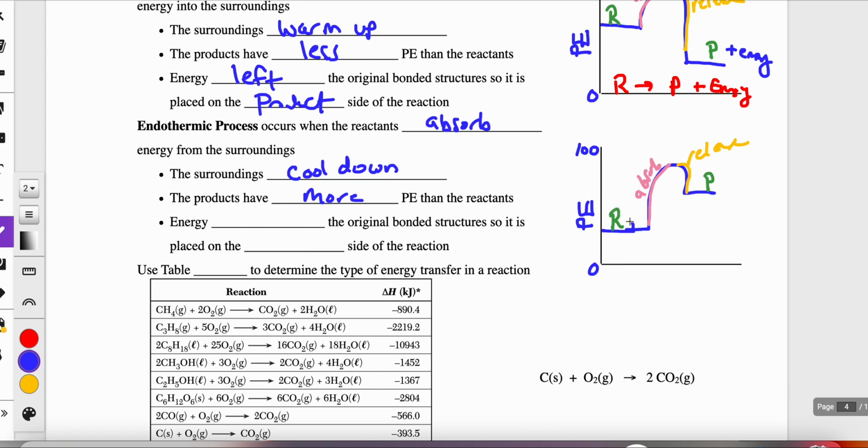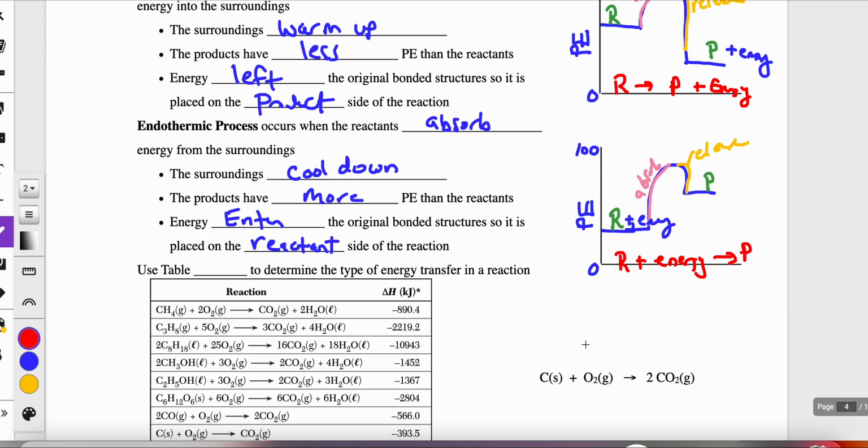So in order for these reactants to form the products, energy had to enter the original bonded structures. So it's the reactants plus the energy in order to make those products. So this time we place the energy on the reactant side of the reaction. So if I was to do a summary reaction here, it would be the reactants plus energy in order to form those products.